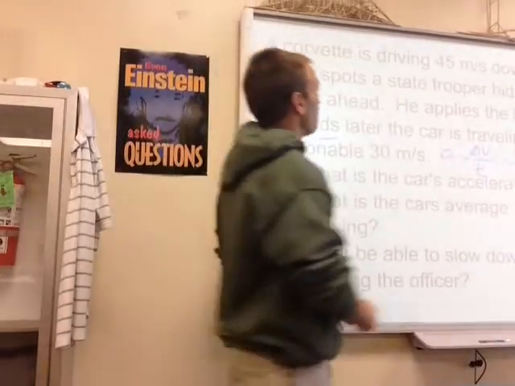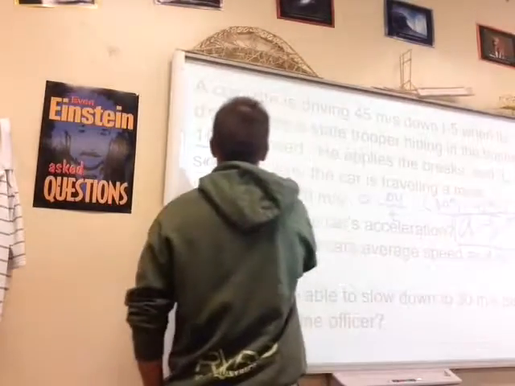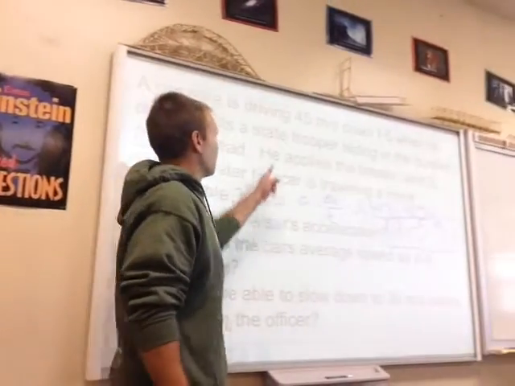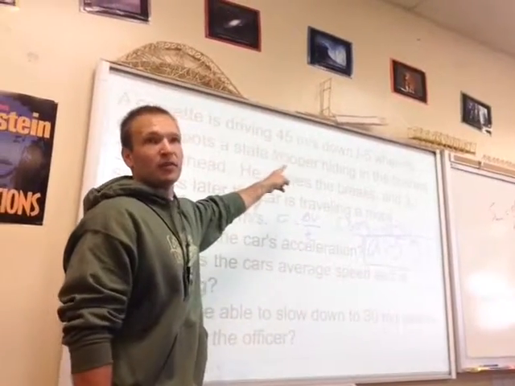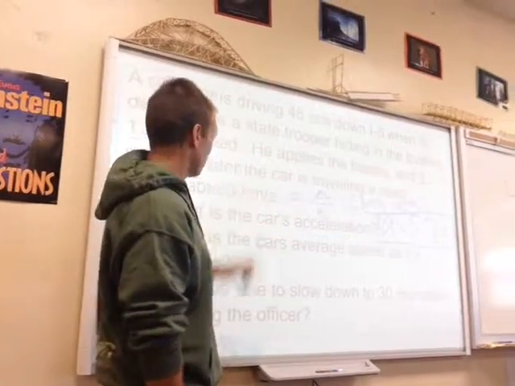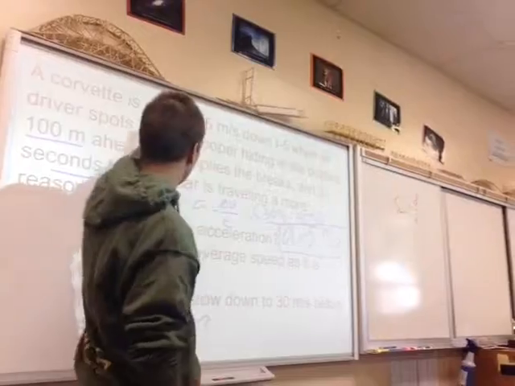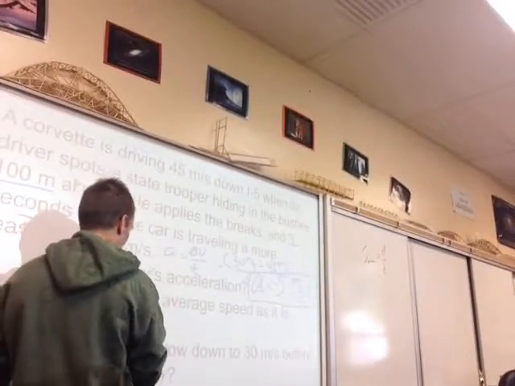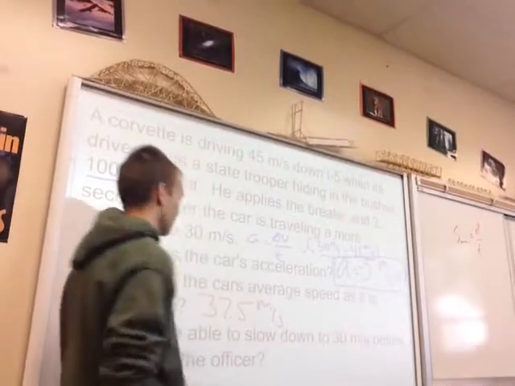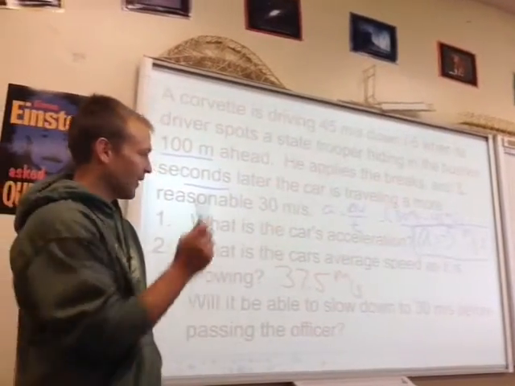Yes, good. We know the initial velocity. We know the final velocity. Find halfway in between them. Take the average: add them up and divide by 2. So the average speed is halfway in between 45 and 30. It's going to be 37.5 meters per second. That makes sense.